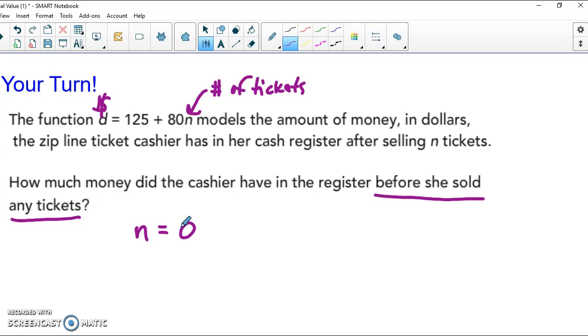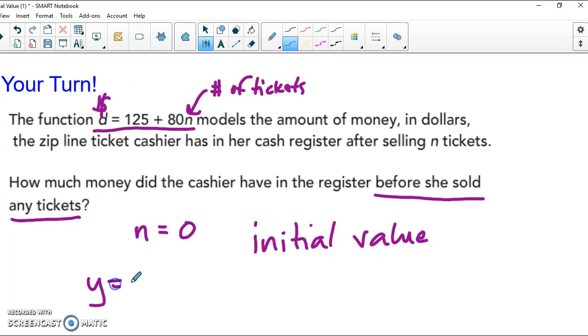If I'm looking for an amount at the very beginning or what I started with, that sounds a lot like my initial value, which on my graph is my y-intercept. So I'm going to take this equation and I'm going to rewrite it so that it lines up a little better with y equals mx plus b form. So I know that d is like my y in this case, and I see that I am multiplying 80 times n, so it must cost $80 to get a ticket to ride the zip line.